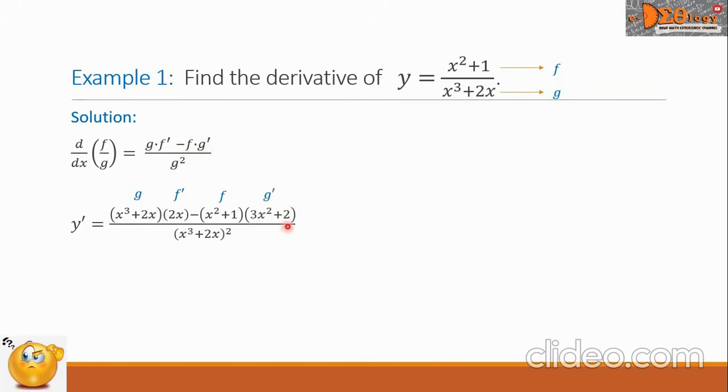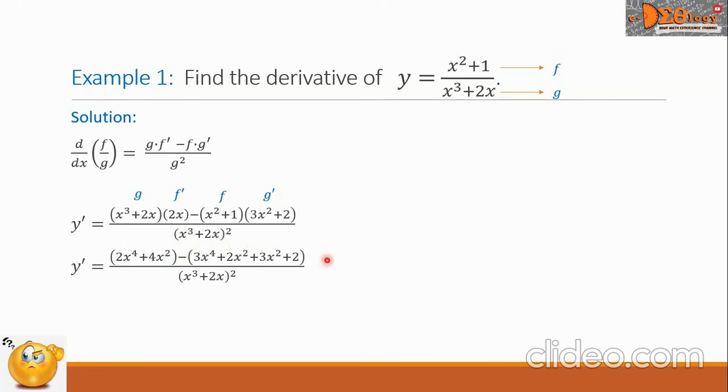Let us simplify the corresponding products of our numerator. So the first group will be 2x raised to 4 plus 4x squared. Then minus the second product, which is 3x raised to 4 plus 2x squared plus 3x squared plus 2.